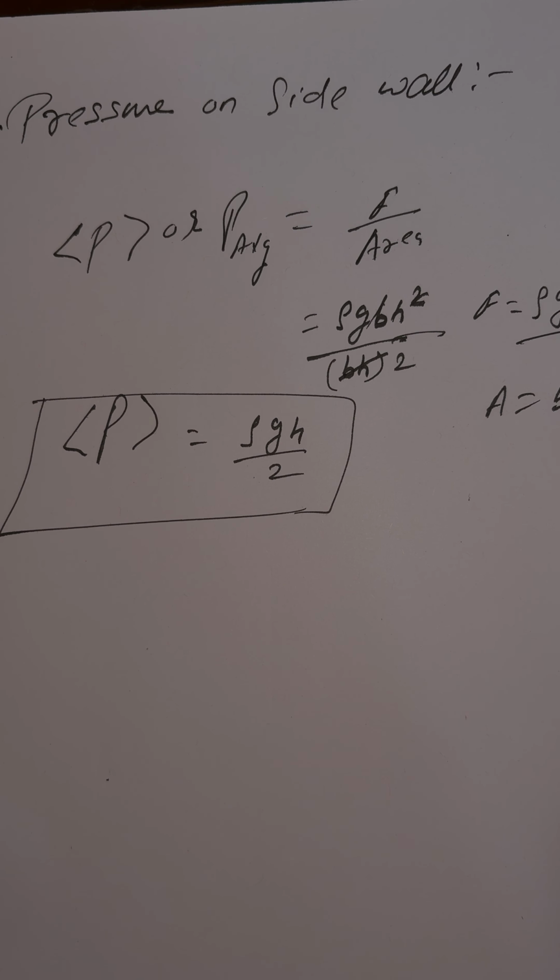So what you can say, rho G H C1, and HCM is what? H by 2. So this way you can remember the formula also. This is the pressure on the side wall of the container. So now I got the result.